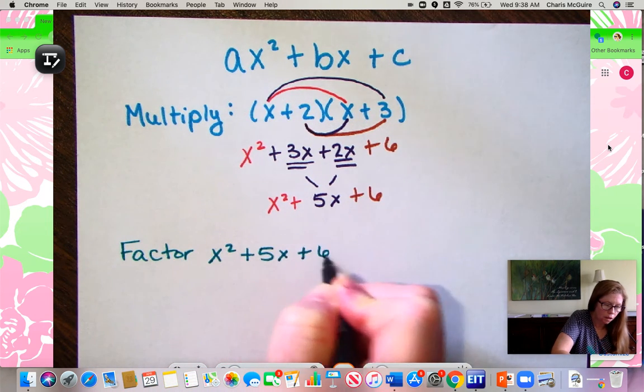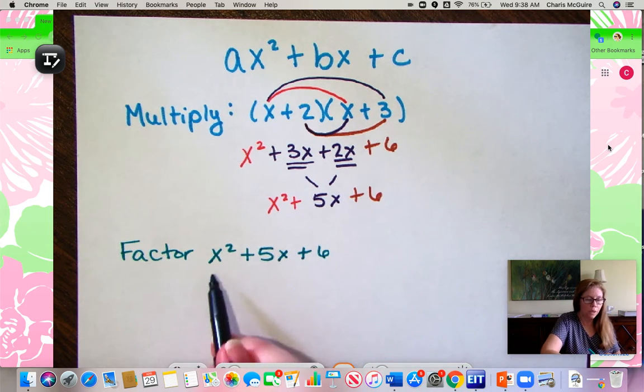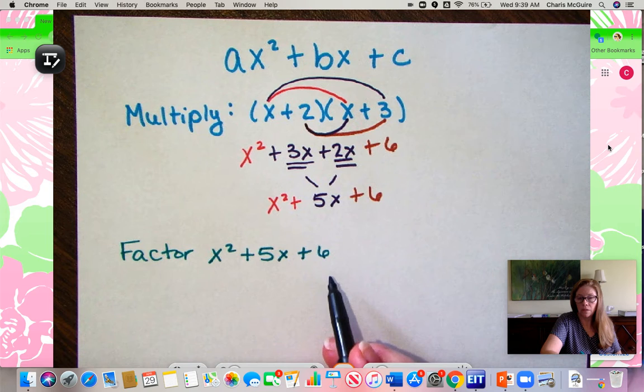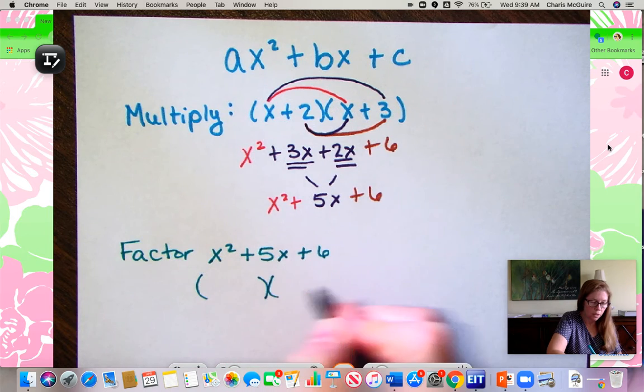now, here's the thing. You already know the answer. You know the answer is going to turn out to this. But what I'm going to have you do is look for a GCF. Is there a GCF? Do the three terms have anything in common? No. So at that point, we're going to put the parentheses down.